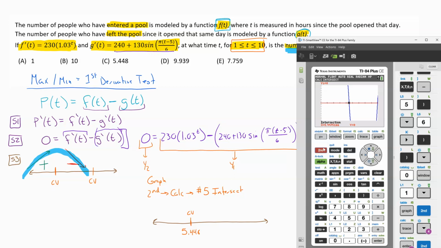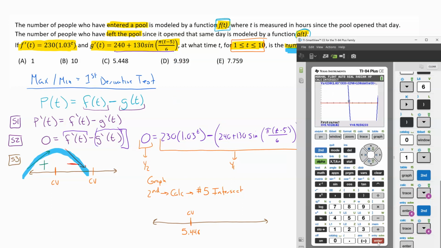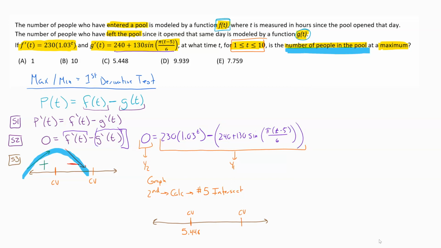I find it again by hitting second, calc, number 5 intersect, first curve hit enter, second curve hit enter, and then this time when it asks me to guess, I'm just going to scroll all the way over to the right so I'm closer to that intersect, and I hit enter a third and final time, and I get out the intersection is happening at 9.939. So then the other critical value is happening at 9.939.